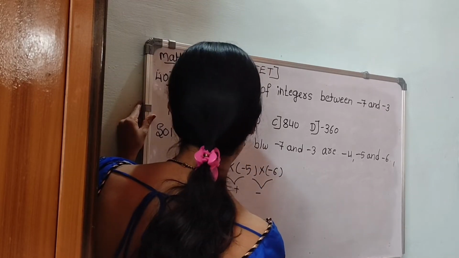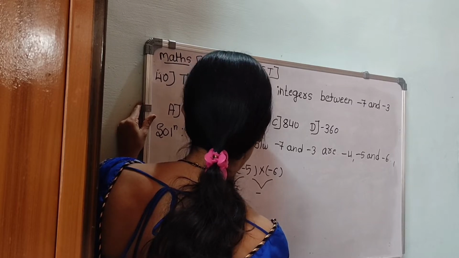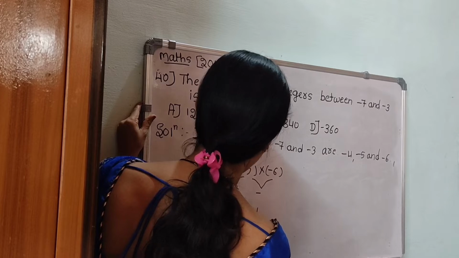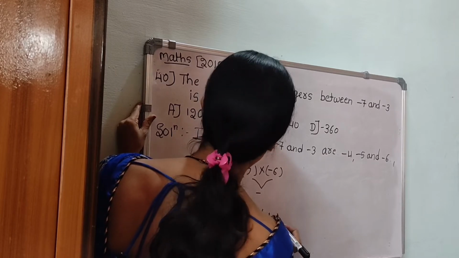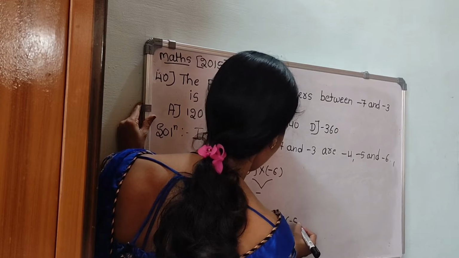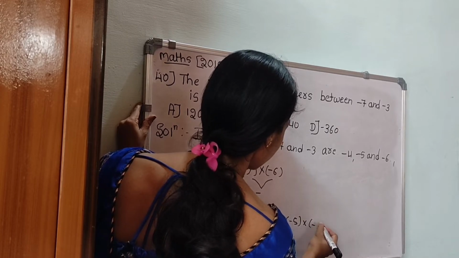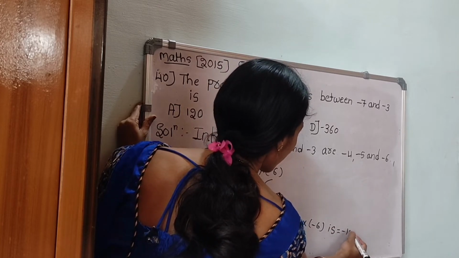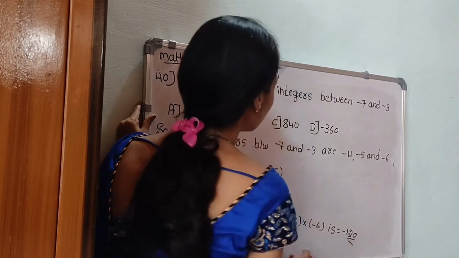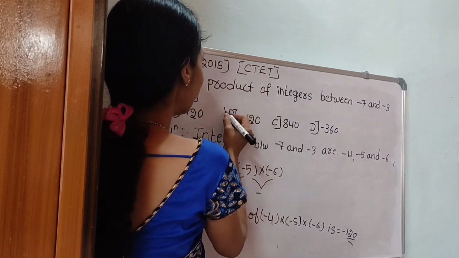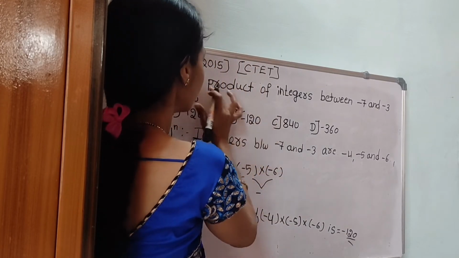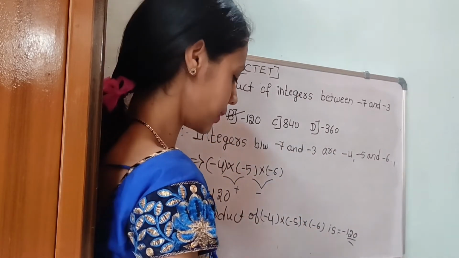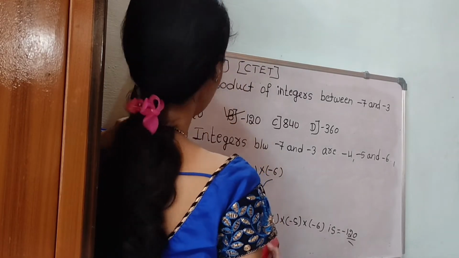So the product of -4 into -5 into -6 is -120. So the answer is B. This is the solution of this sum. Okay. Next, we consider 43.1.